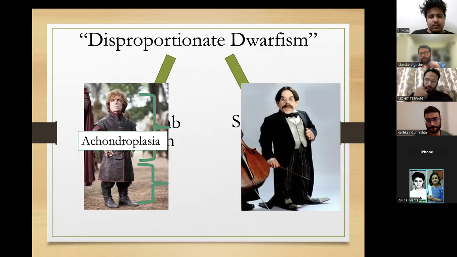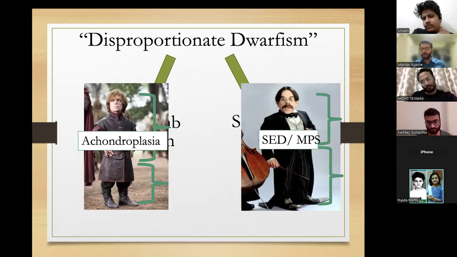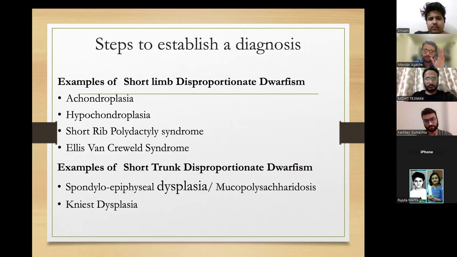Okay, no problem. So this is basically when the trunk is more involved. So this is typically a spondyloepiphyseal dysplasia, right? So remember, it's a short trunk dwarfism. So this chap had SED and he unfortunately passed away a few years back with complications of SED. So remember about what you have to do.